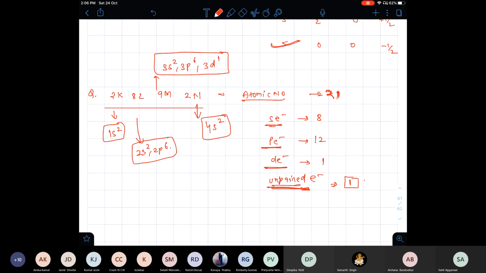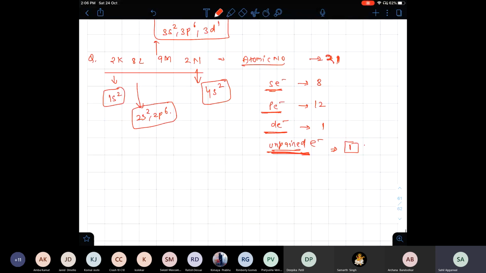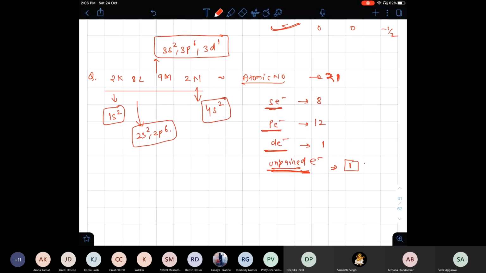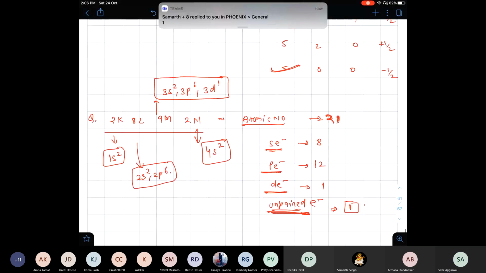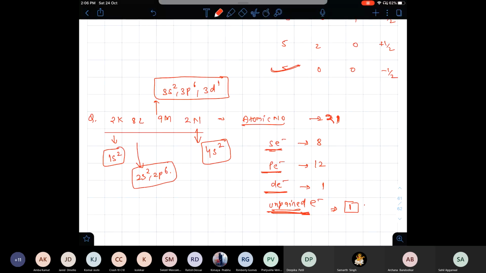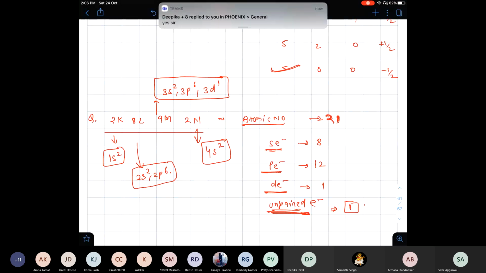Okay. Why is unpaired 0? Kimaya. The electron which is present in d subshell, that will be unpaired only. All of you understood this?